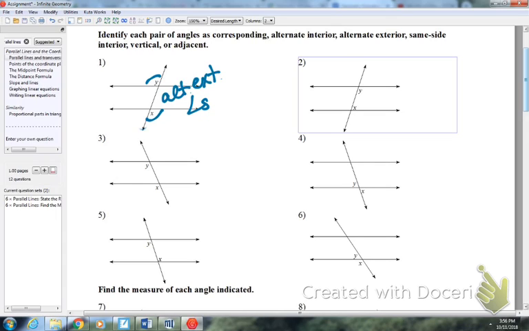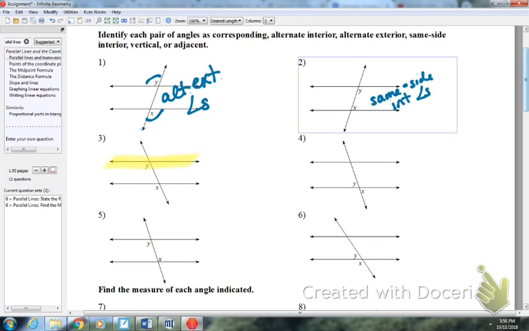If I move on to number 2, again with respect to my two parallel lines, I notice that X and Y are both interior angles. They're between the two lines. Now the question is, if they're both interior, they're either going to be same side interior or alternate interior. If you notice here, X and Y are both on the right side of the transversal. So they're on the same side of the transversal and they're interior angles. So these two are going to be same side interior angles. Again, if they're on the same side of the transversal and they're interior, they're same side interior.